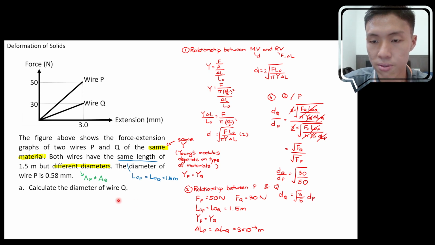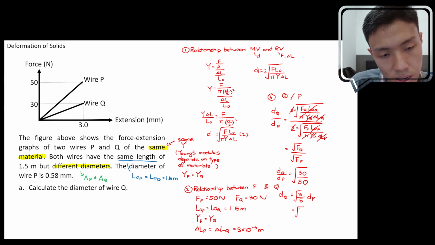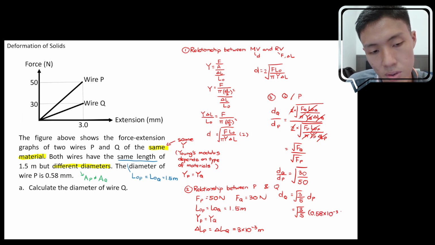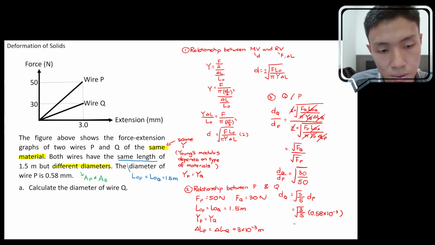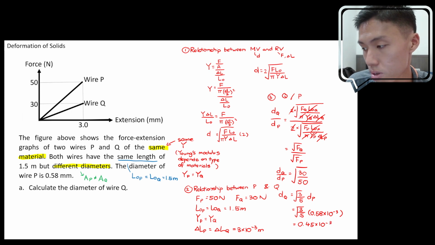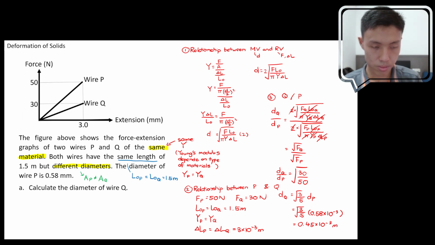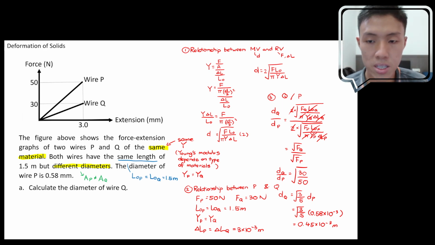Okay, you already have the diameter of wire P, which is 0.58 mm. Change it to meter. So now if you put it inside your calculator, I believe you get an answer of 0.45 times 10 to the power of negative 3 meter. Okay, let me do a quick double check. Yes, okay. So this will be your diameter of wire Q.